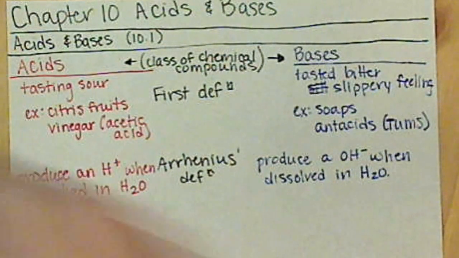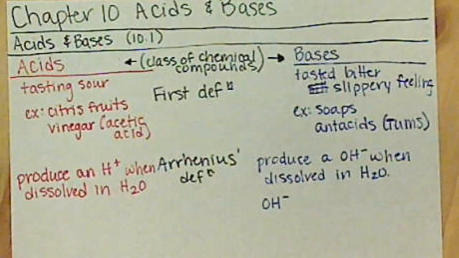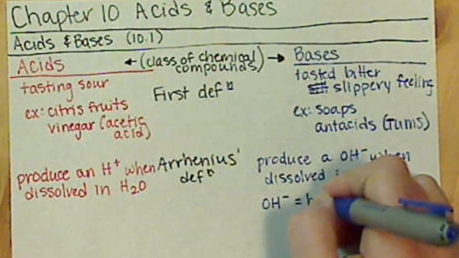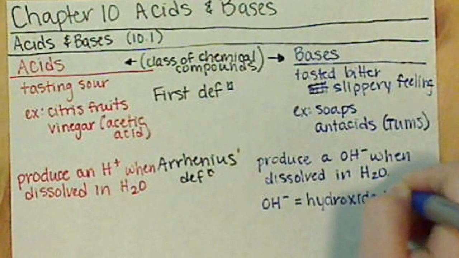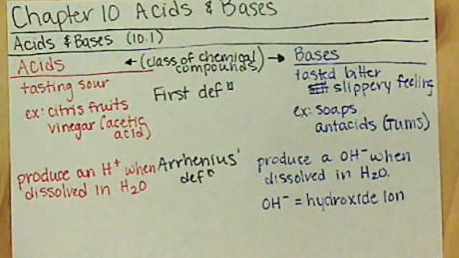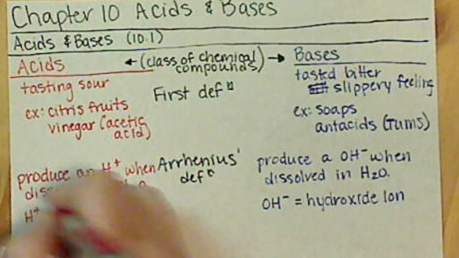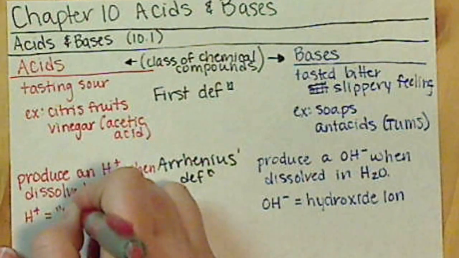Okay. So our OH minus here, we've seen this before. This is one of our polyatomics. This is our hydroxide ion. And we're going to see this a lot this chapter. Our H plus is basically a hydrogen ion.